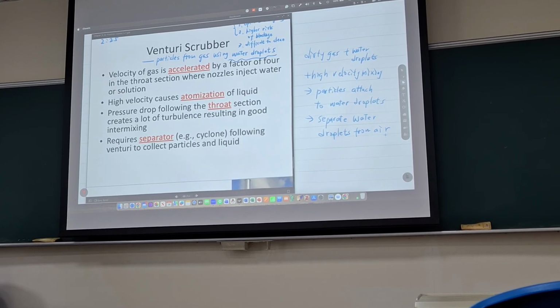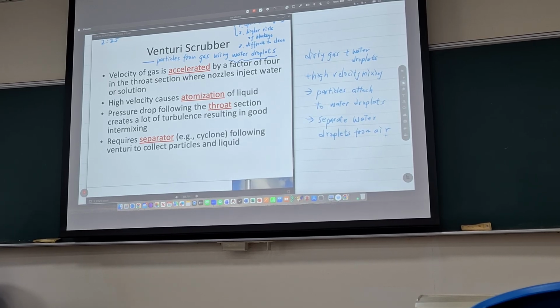Okay? So in a Venturi scrubber we use water droplets mixing with dirty gas. Some particles from the dirty gas will attach to water droplets. Think about it. Is it easier to remove particles from air or easier to remove water droplets from air? Of course, it's easier to remove water droplets, right?